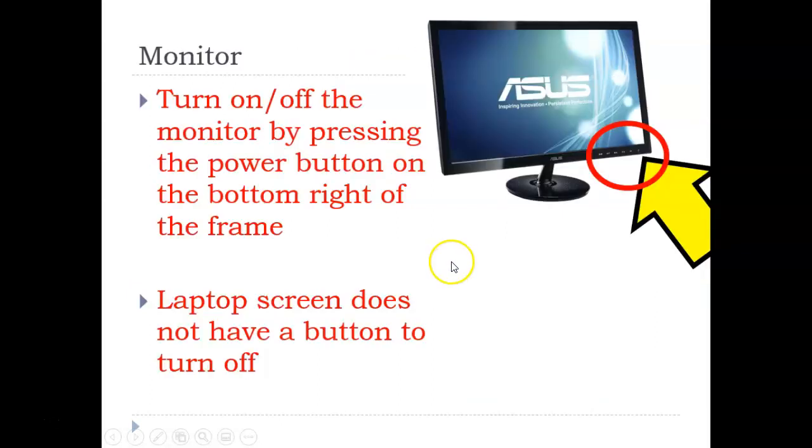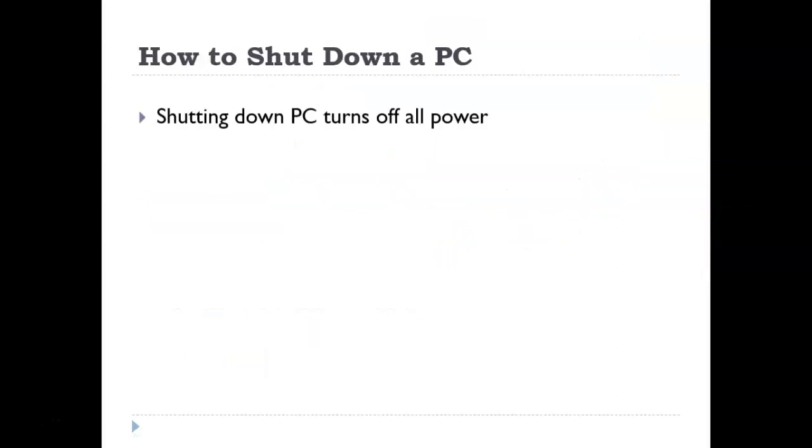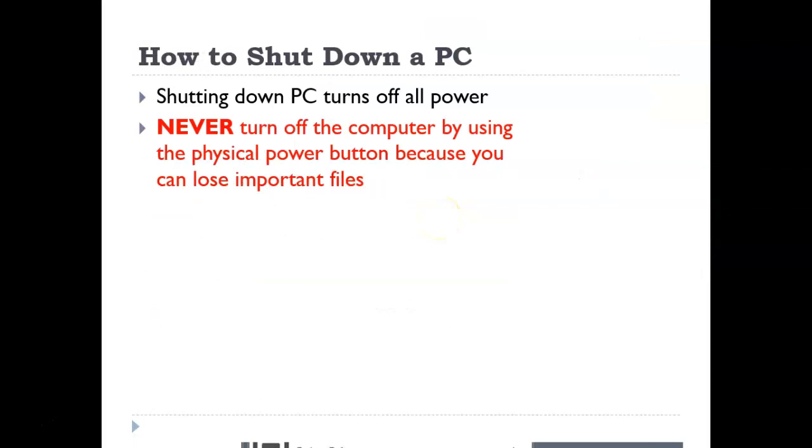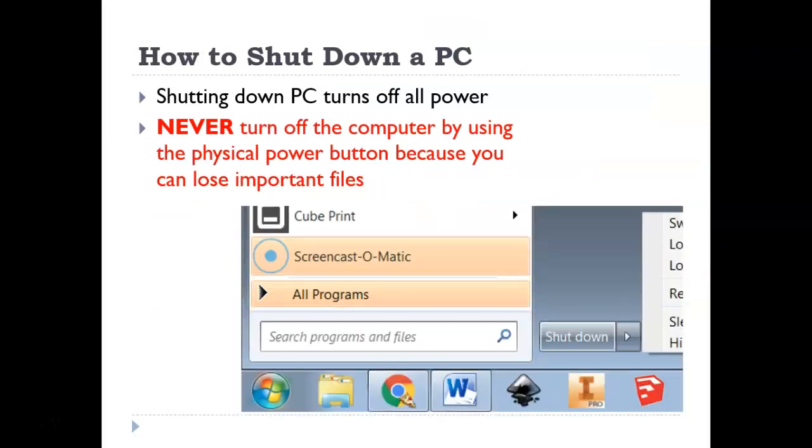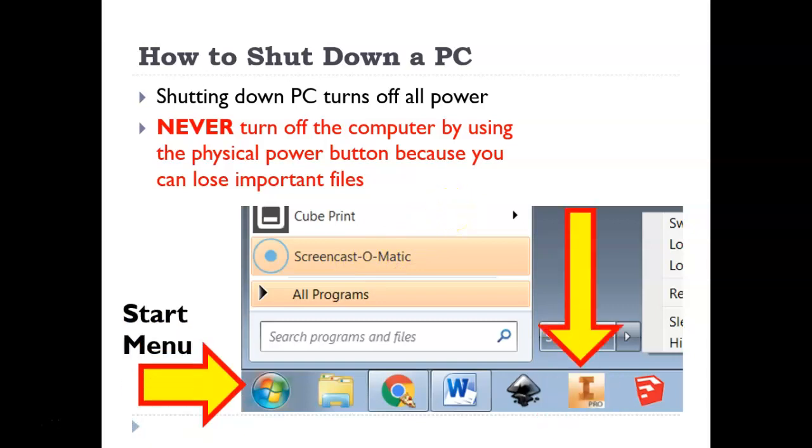If you are using a monitor, monitors usually have buttons on the front right. Our laptop screen monitor doesn't have an on-off button. But if you ever need to shut down the computer, never ever hold down the physical button. You should always go to the Start menu, and within the Start menu you have a Shutdown button.